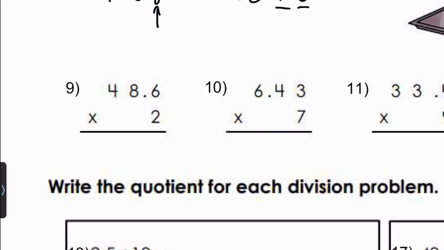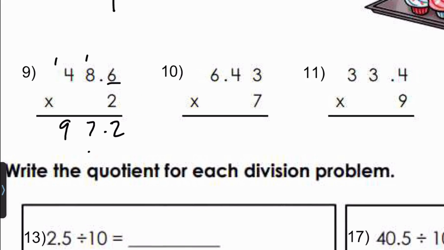2 times 6, 12. 2 times 8, 16. Sorry, remember to carry the 1. 16, 17. There you go. 2 times 4, 8 plus 1 is 9. Now, 1 number behind the decimal point, 1. That's your answer.